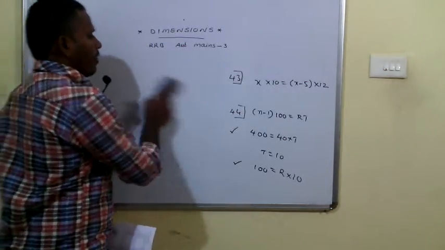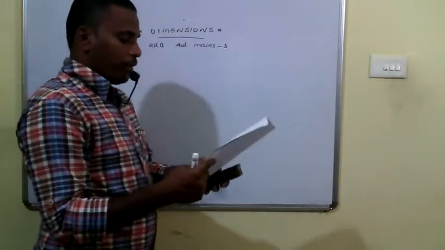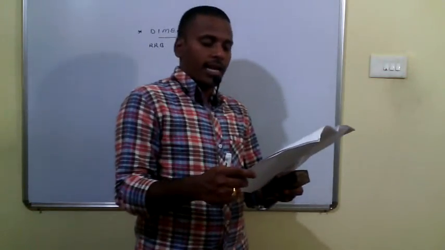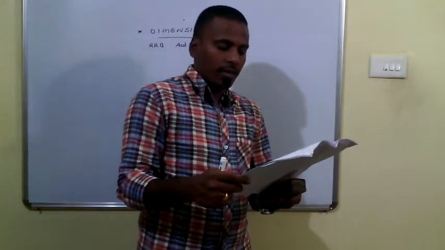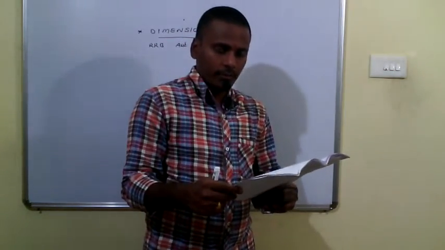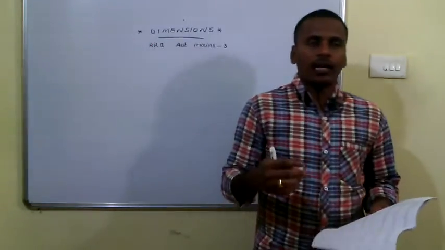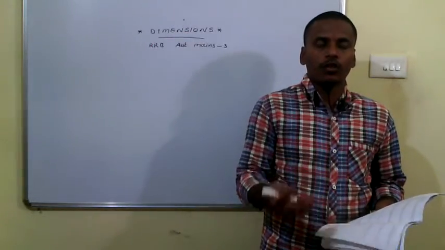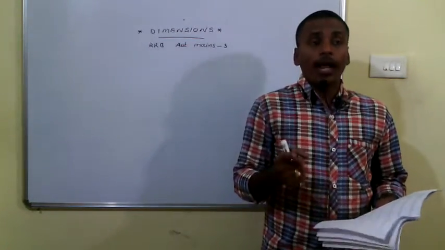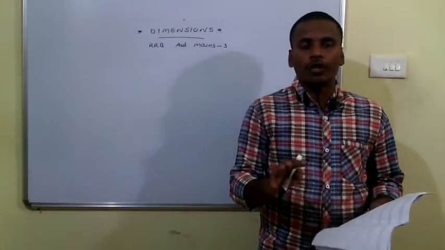Whereas coming to 45, it is given that a train crosses a bridge of length 150 meters in 15 seconds, and a man standing on it in 9 seconds. The train is traveling at a uniform speed. We need to calculate the length of the train. See, while crossing a bridge, the train has to cover a distance equal to the sum of the lengths of the train as well as the bridge. Whereas while crossing a man, the distance covered by the train is nothing but equal to the length of the train.